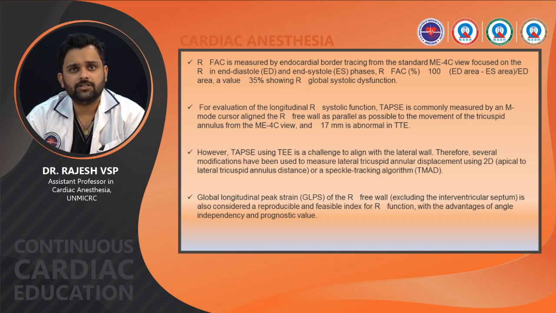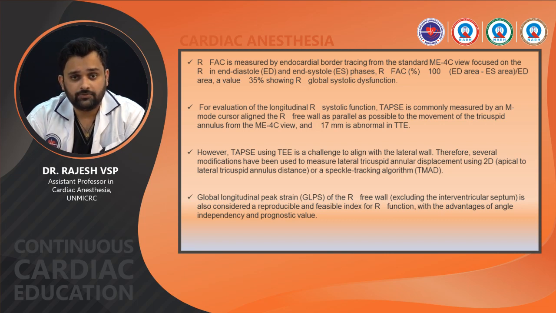RV FAC is measured by endocardial border tracing from the standard mid-esophageal 4-chamber view focused on RV end diastole and end systole phases, and it can be derived using this formula, and a value less than 35% indicates RV global systolic dysfunction.